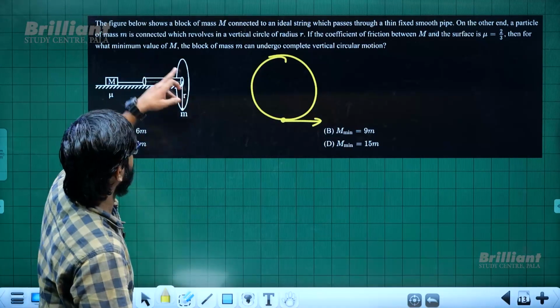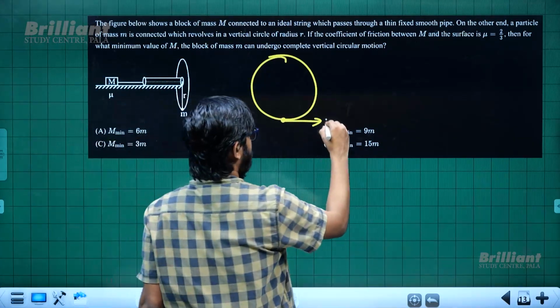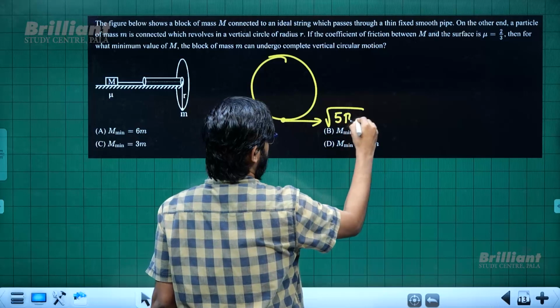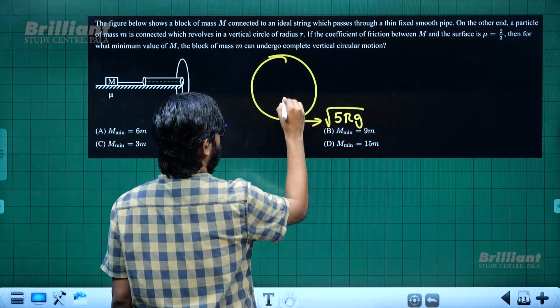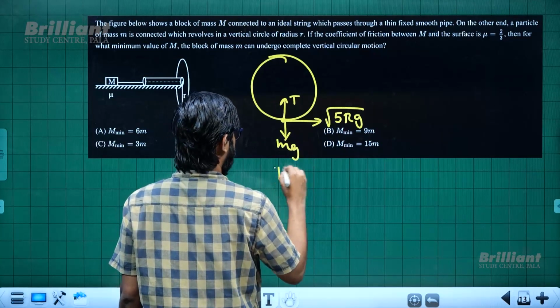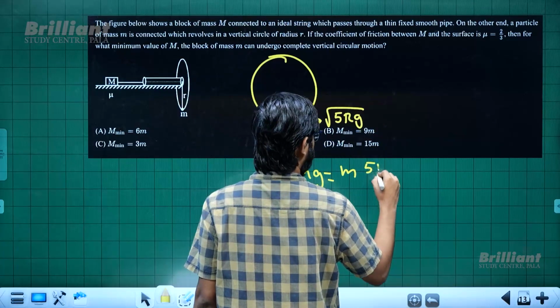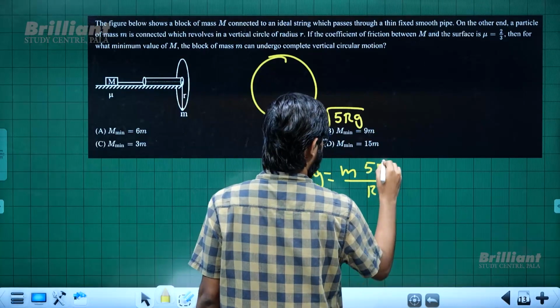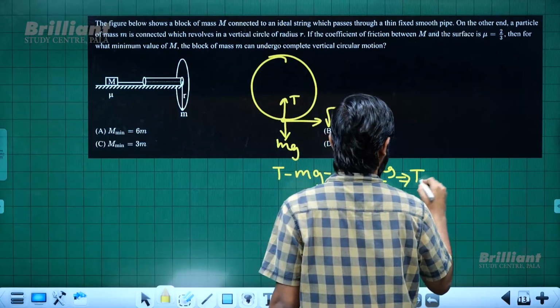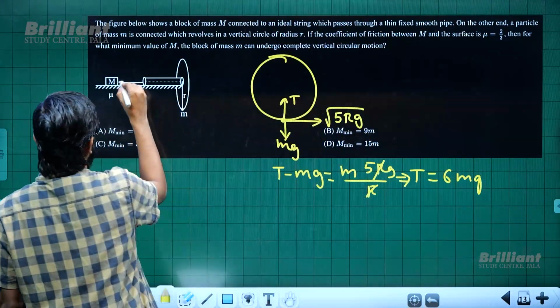Yeah, minimum value of M. So we need to make sure that the tension has to be minimum here. So we will be giving the minimum speed needed, which is root 5 rg. If the minimum speed is root 5 rg, tension is T upwards, mg downwards. So T minus mg equals m v square by r. So tension will turn out to be 6 mg.